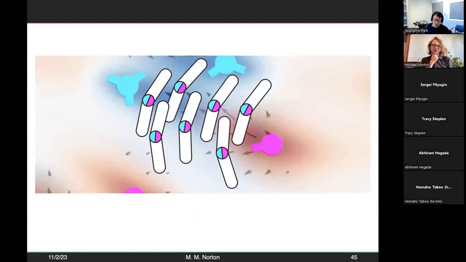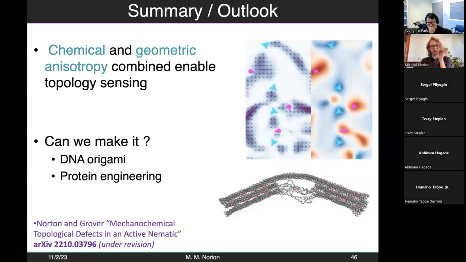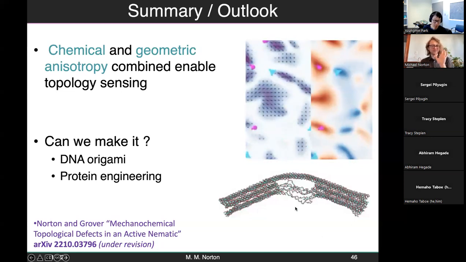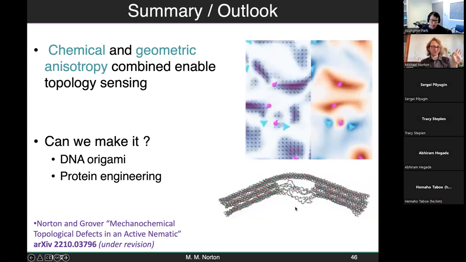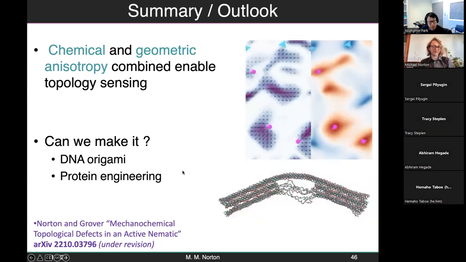And I guess here's just a cartoon to reinforce what those continuum fields were trying to show us. This is how I envision these dipoles being arranged in the nematic with the plus half and minus half defects. Okay, and so, happy to explain much more of that if you have any questions.